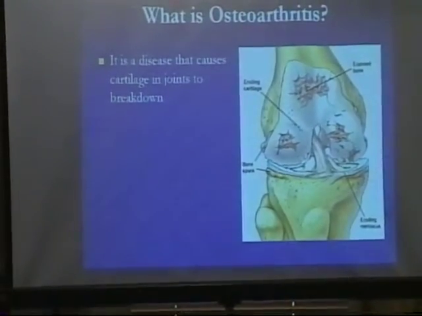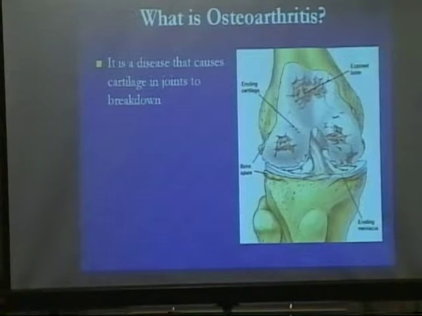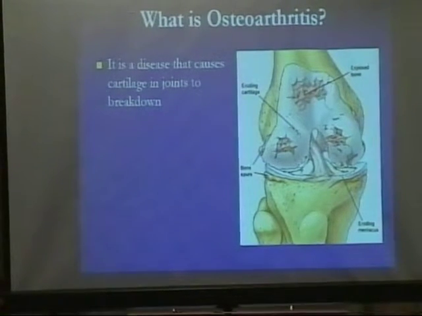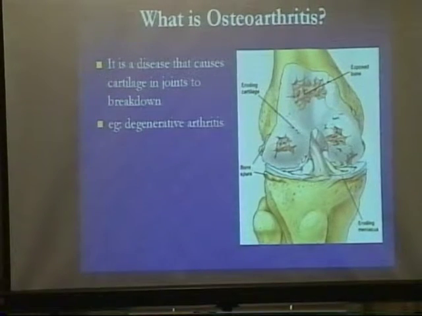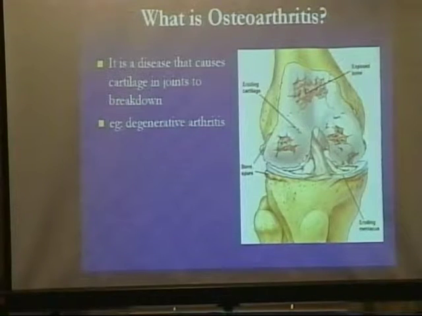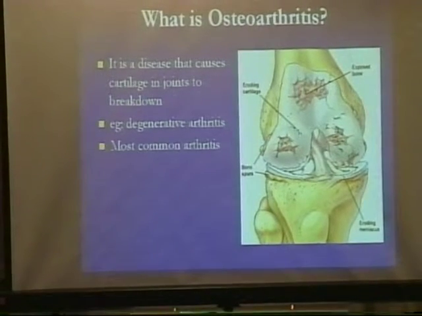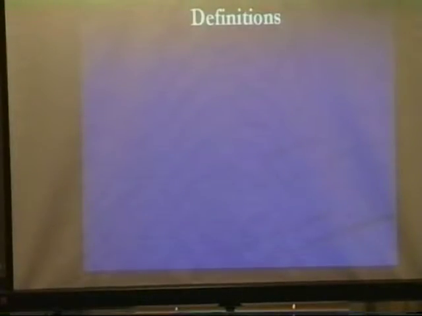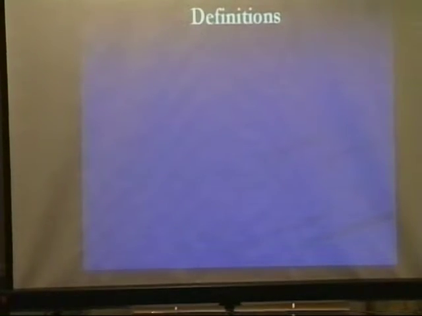When bone rubs up against bone, it forms little projections of bone, and those bones, when they rub against each other, equate to pain. Ouch. This is also called degenerative arthritis. There are different types of arthritis out there, but this is the most common form of arthritis. So we need to go through some definitions.